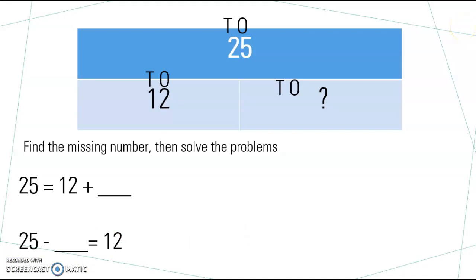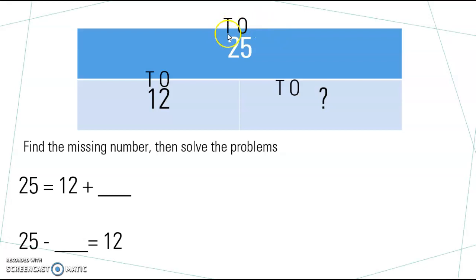So here we have a bar model where we have the whole number, the part, and the part. It's very similar to a part-part whole model where this is the whole and these are the 2 parts, but it's set out in bars as opposed to little circles. So we have 25 and we're trying to find this missing number.